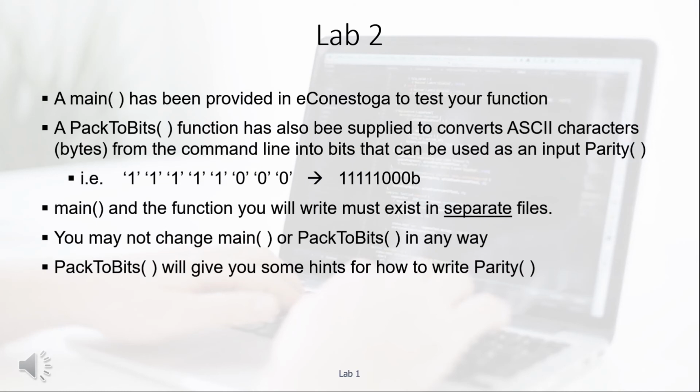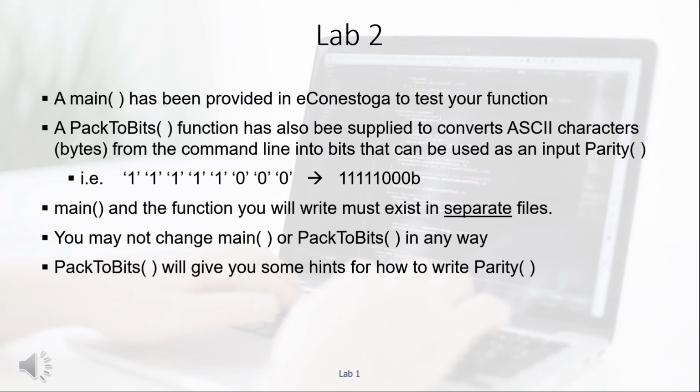So to recap, there's going to be a new main. So go in eConestoga and download the main for lab 2. In there, there's going to be a mainline code, and also a function called pack2bits. Now, this function is going to take the ASCII characters that come from the command line, the same as in lab 1. The characters are supplied on the command line, and the pack2bits function is basically going to convert them into bits.